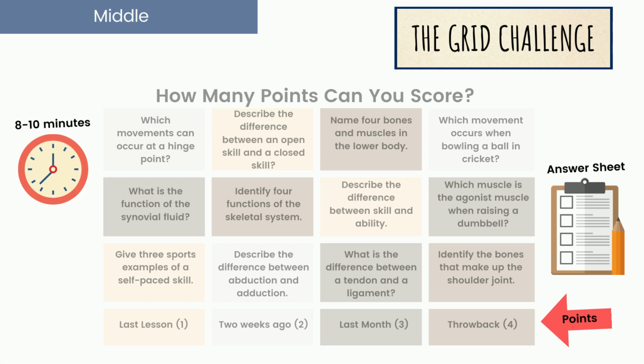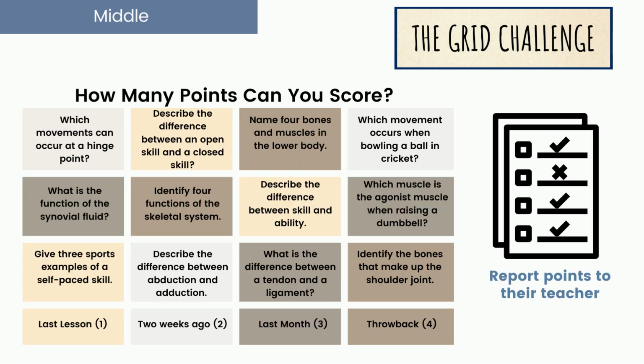Students are allotted around 8 to 10 minutes to individually answer as many questions in the grid as they can by memory. No notes, no books, no computers. Once the time is up, the teacher could provide the answers on a slide or paper for students to self-check and correct. Or they could discuss the answers as a class, depending on how much time you would want to dedicate to this activity. Students report their points to the teacher privately, hoping to increase their score each time.